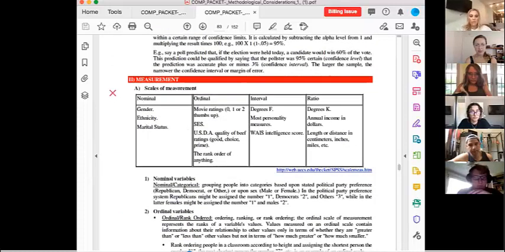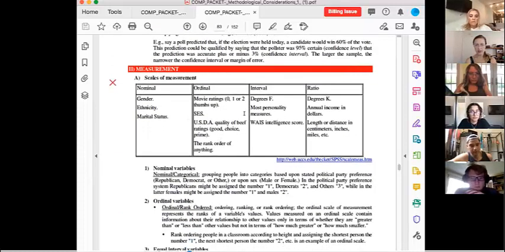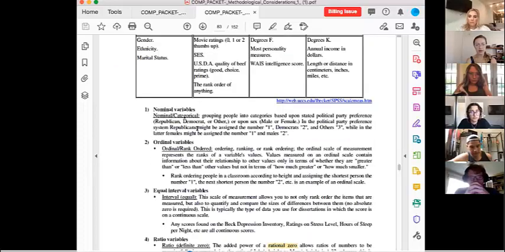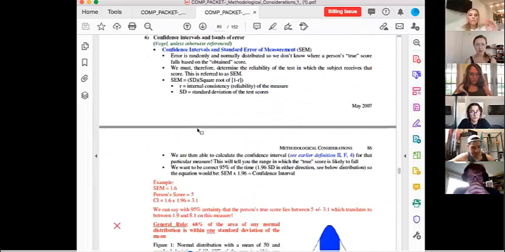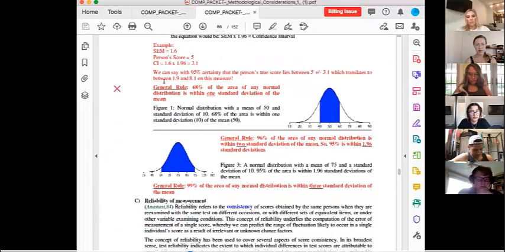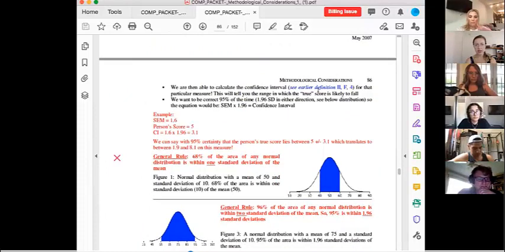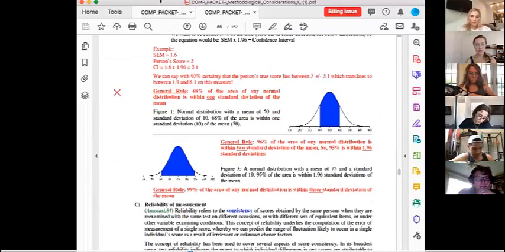Scales of measurement, just the different kinds of data again, nominal, ordinal. Like I said, there are a lot of repeats in this document. Oh, here we go. Here's the 68-95-99 thing. A nice description of that, page 86, if you need a refresher.